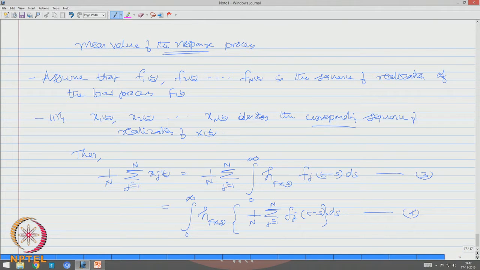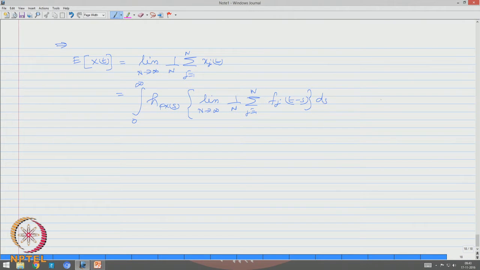Equation 4 leads to a very interesting understanding. So, this leads to the expected value of the set of response processes, which is actually limit n tends to infinity 1 by n of summation of j equals 1 to n of all the corresponding Rayleigh's set subset of x of t, which can now be expressed as integral of 0 to infinity of h f x s, the impulse response function, then I implement this limit n tends to infinity 1 by n of summation of j equals 1 to n of f j t minus s ds, equation 5.